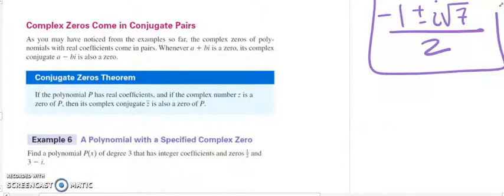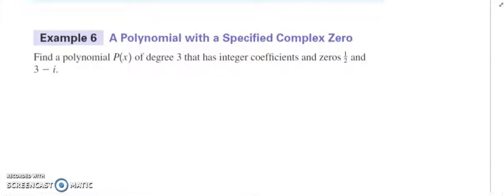So I was talking about how you're always going to have a plus or minus here, and so you're always going to have complex conjugates. So anytime I have one complex zero, I know I have a second one, and I know it's its complex conjugate. Always, always, always.